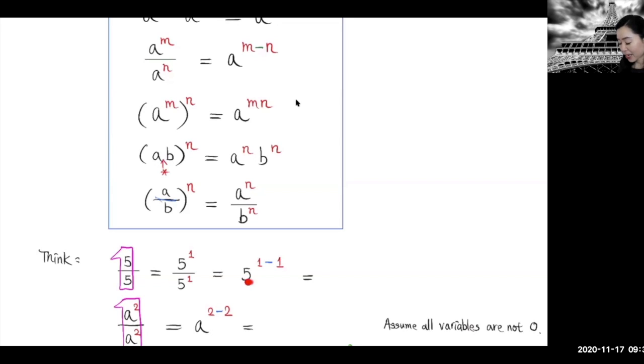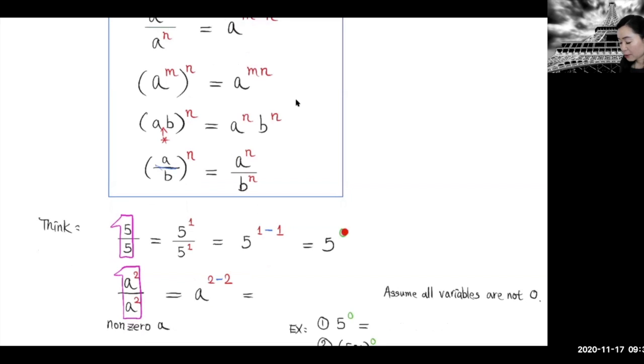This is going to be 5 to the what power at the end? 0. 5 to the 0 power, yes. Now, 5 to the 0 power is equal to 1. You see, we just discovered that 5 to the 0 power is 1. The 0 power just means that the exponents subtract out, which means the numerator and denominator are the same, so dividing them, you get 1.